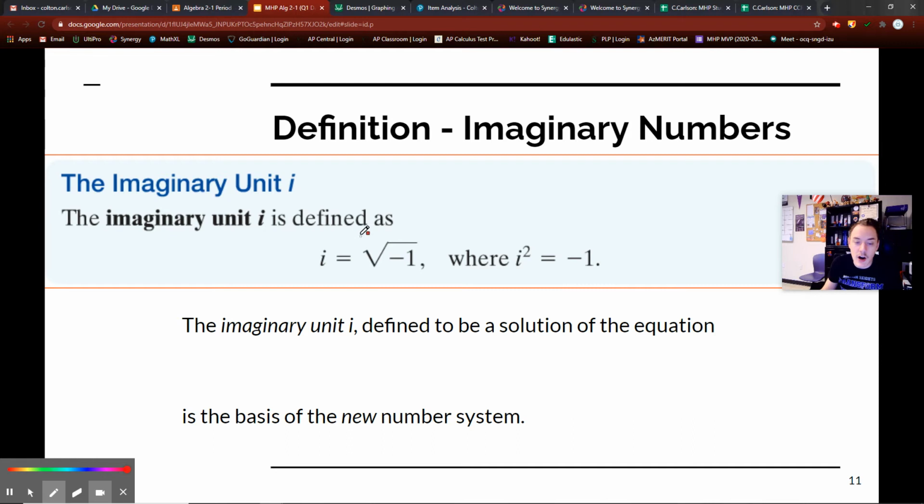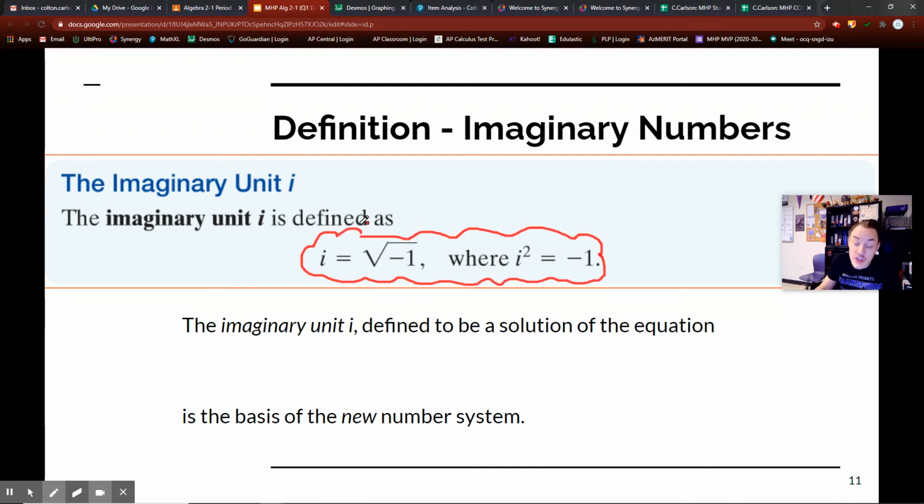It means that these are highly connected. And if you don't know this right here, you'll struggle throughout the rest of the unit. This is like the crux of everything else. i equals the square root of negative 1. And then i squared equals negative 1, which means, by the way, i times i equals negative 1 because that equals i squared. They all mean the exact same thing.